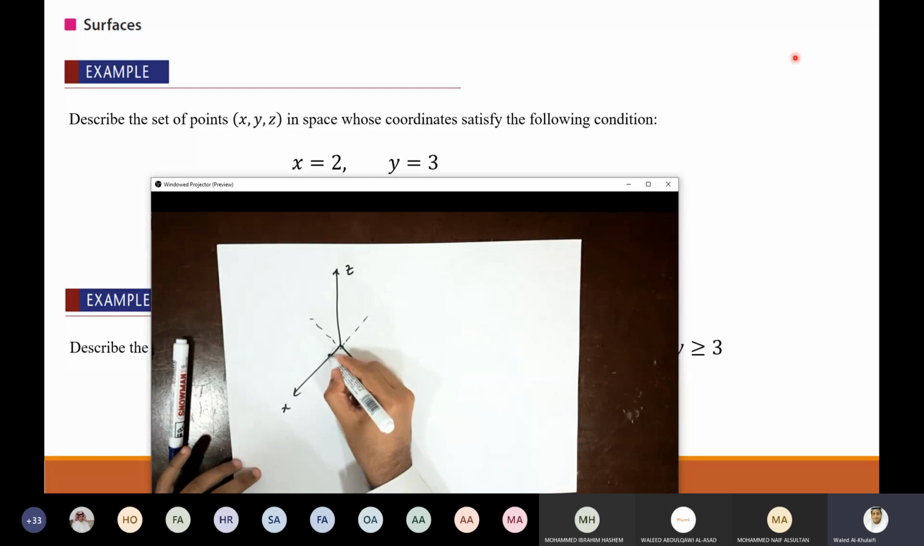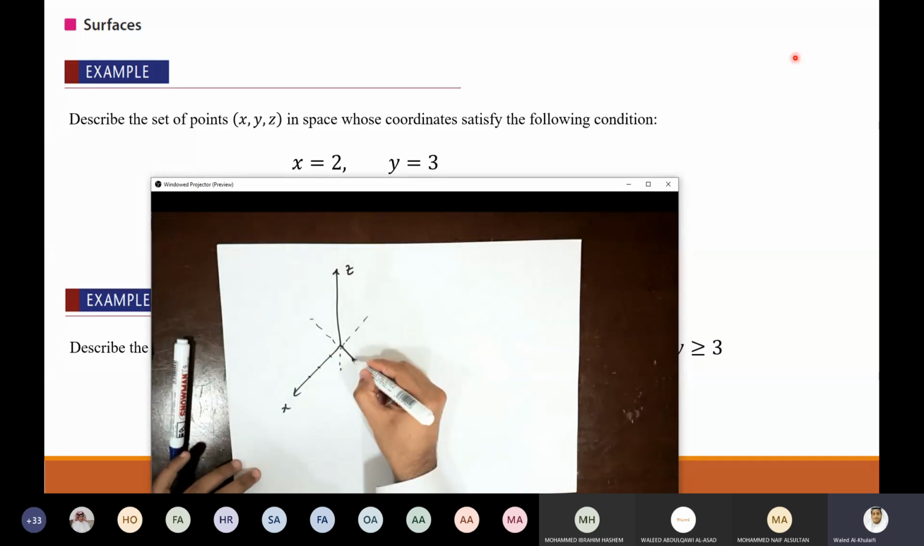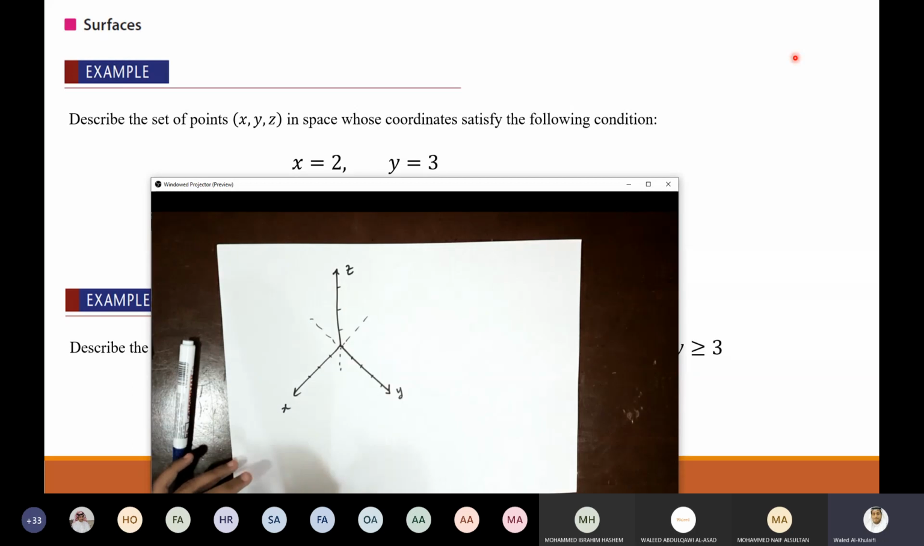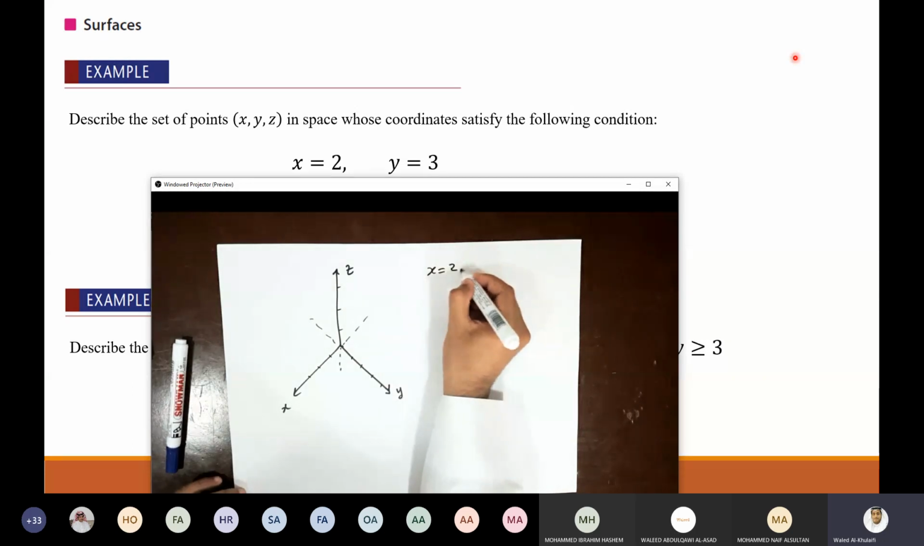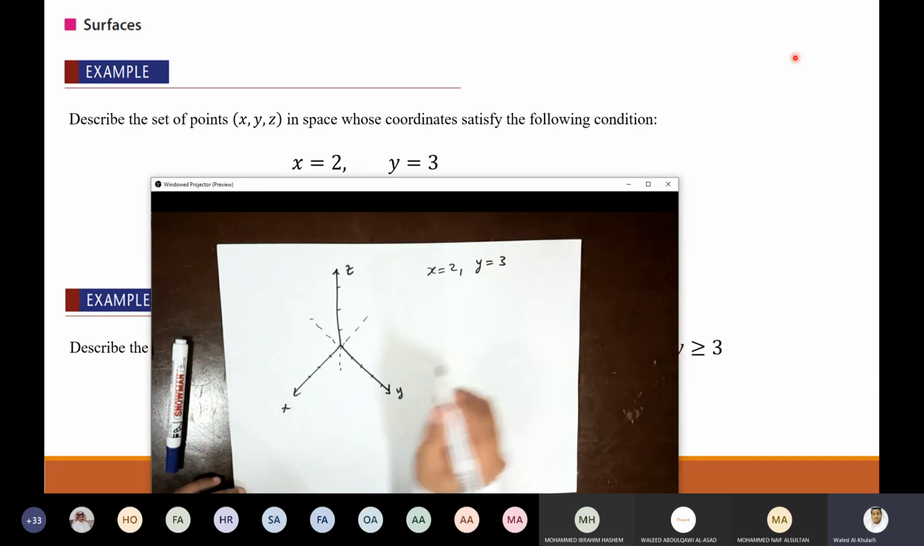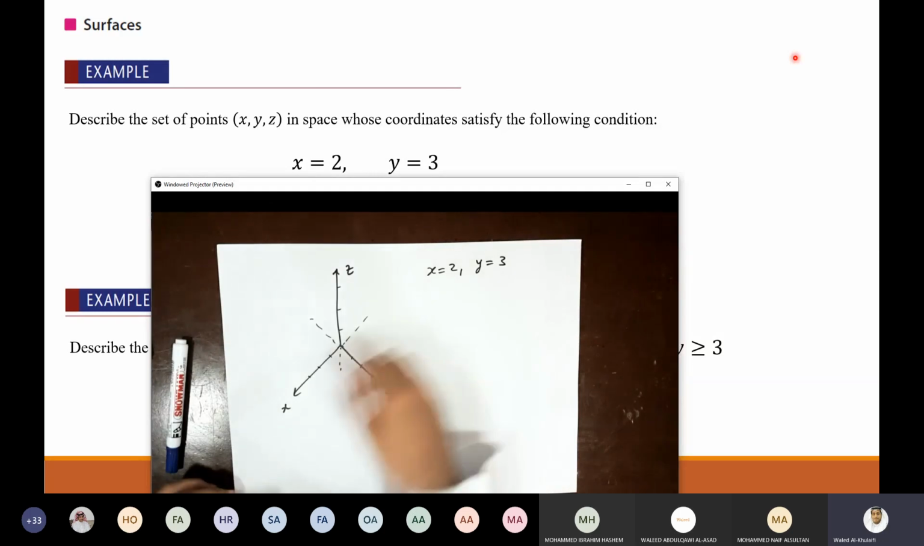So here you have 1, 2, 3. You divide units as you do on any axis. He said all the points such that x is equal to y is equal to 3, fixed. What about z? He didn't give me anything for z, so that means z is free. So let's locate these points.